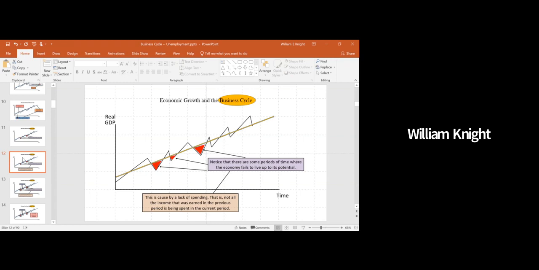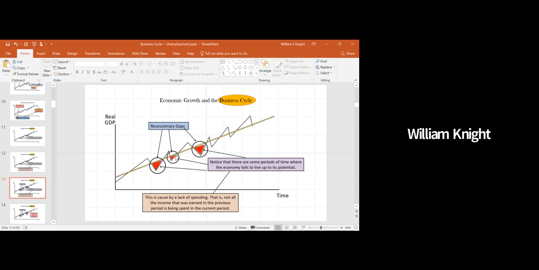Now, what is happening here is not all income that was earned in the previous period gets spent in the current period. That's going to leave some goods and services on the shelf. All the goods and services that were created are not being bought. This results in a buildup of inventories in the firms. Now, these gaps here that show periods of time when the economy fails to live up to its potential, they are called recessionary gaps.